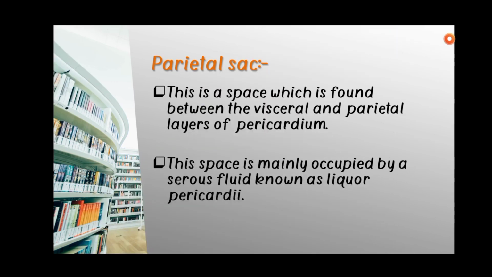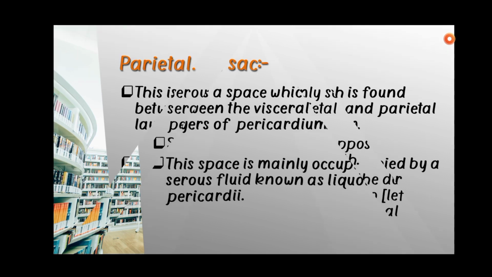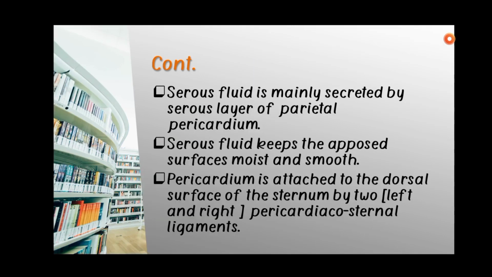Then the pericardial sac. This is a space found between the visceral and parietal layers of the pericardium. This space is mainly occupied by serous fluid known as liquor pericardii. Please remember this important point: the serous fluid is mainly secreted by the serous layer of the parietal pericardium. The serous fluid keeps the opposing surfaces moist and smooth. This is the function of serous fluid. The pericardium is attached to the dorsal surface of the sternum by the left and right pericardiaco-sternal ligaments.